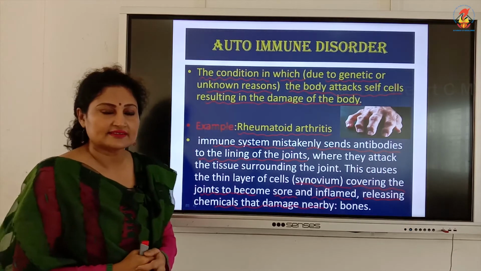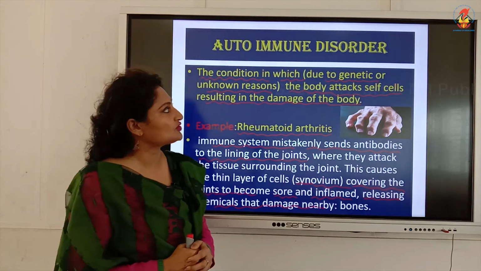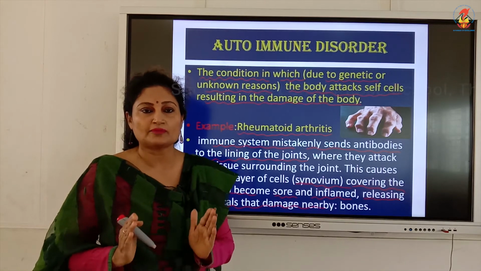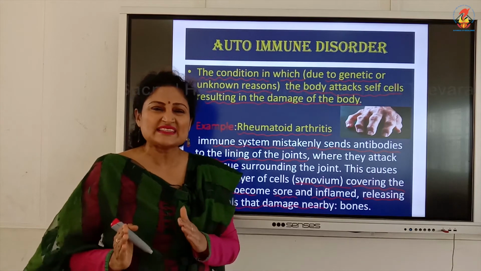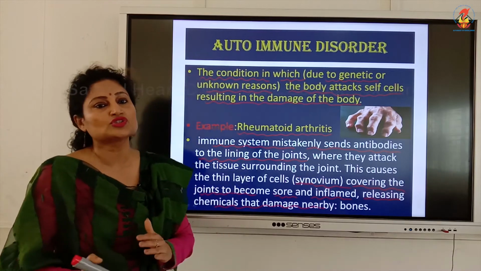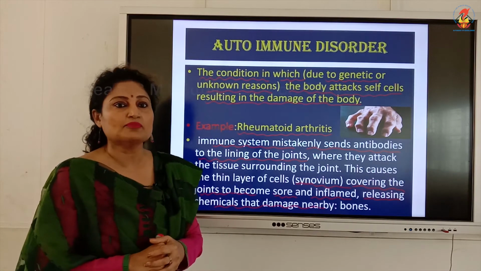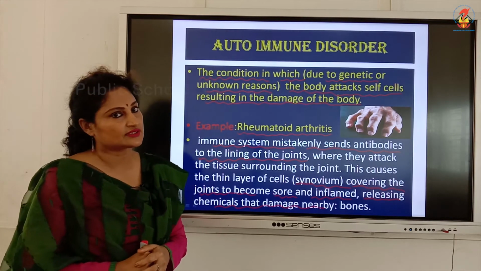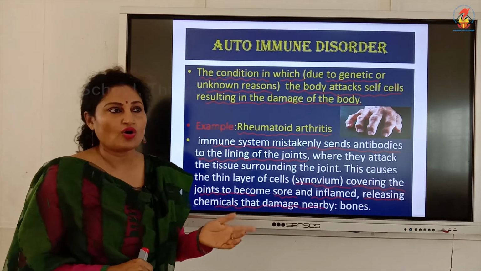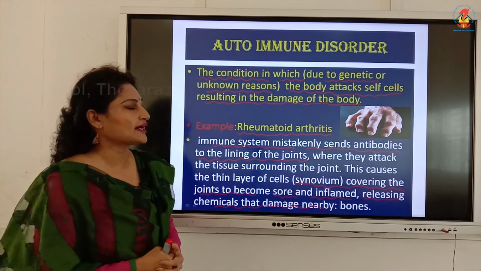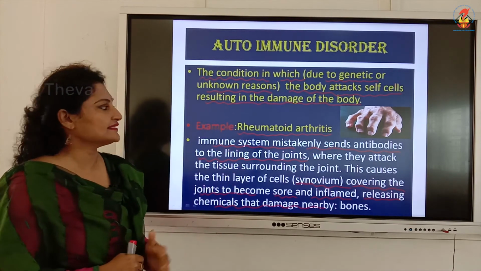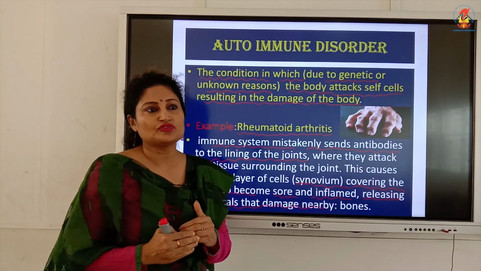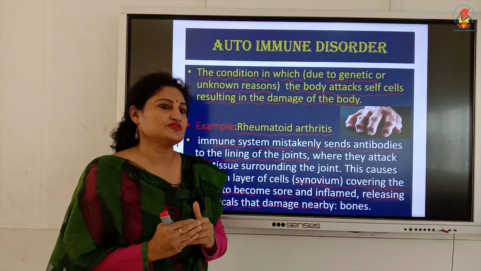So, once again a recap of autoimmune disorders. The role of the immune system is to defend our body against diseases. But sometimes the immune system goes off the track and attacks the body cells. Such a situation is known as an autoimmune disorder. It may be genetic or may be due to some unknown reasons. An example is rheumatoid arthritis: disfigured, painful, inflamed, stiff joints.